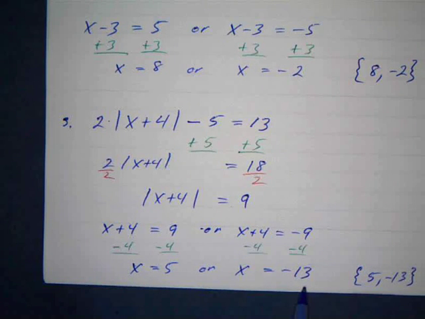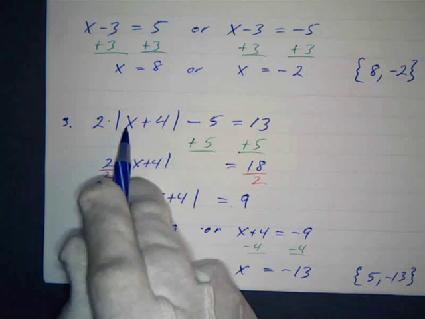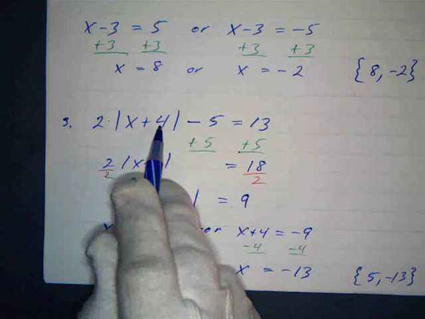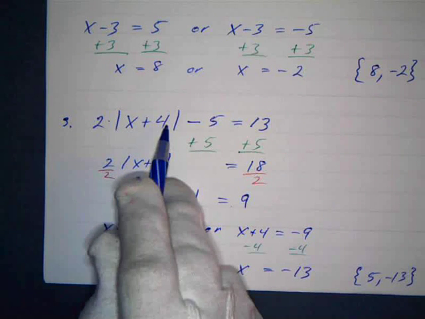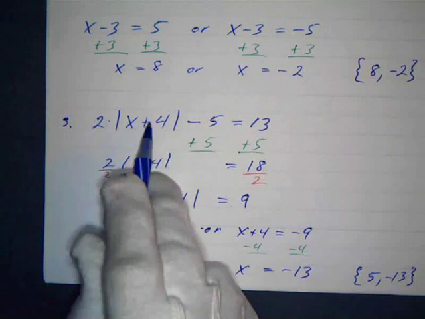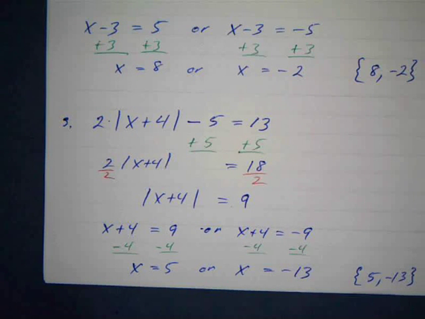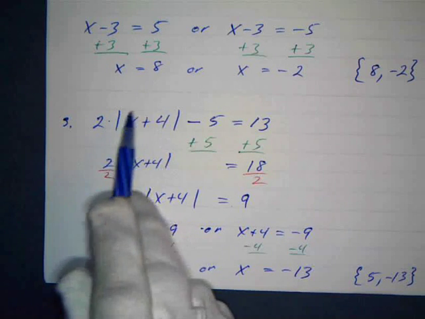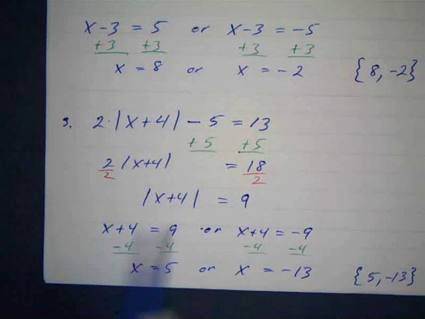You could put negative 13 in here. Negative 13 plus 4 is negative 9. But the absolute value of negative 9 is also 9. 2 times 9 is 18. 18 minus 5 is 13. So both numbers will check. Okay? And this could be as complicated as possible, but once you have it isolated, then you just solve these simple equations. So I hope that makes sense for absolute value.